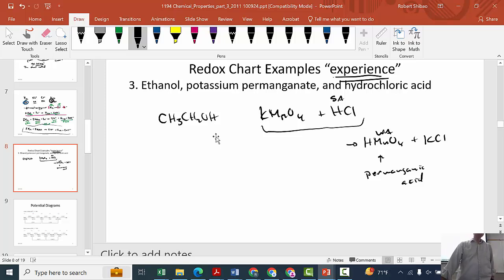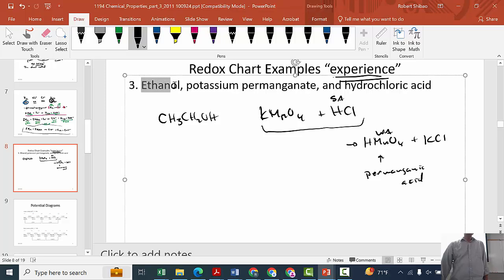What's easier to oxidize? Ethanol or chloride? Well, this is like when you oxidize ethanol, you're taking ethanol and reacting with, let's say, oxygen. Oxygen is the prototypical oxidizer. So if you take ethanol and oxygen, you burn it. So which one's easier to burn? Water, chloride, or ethanol?